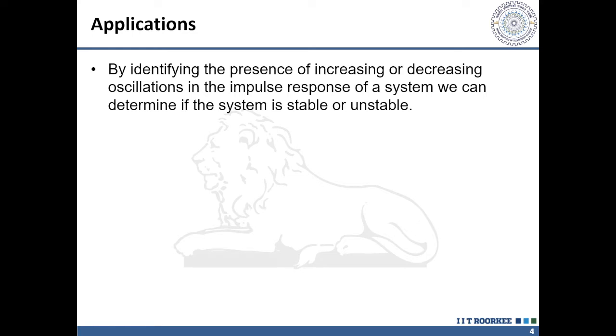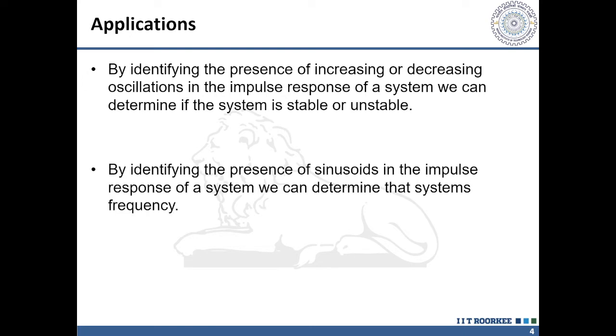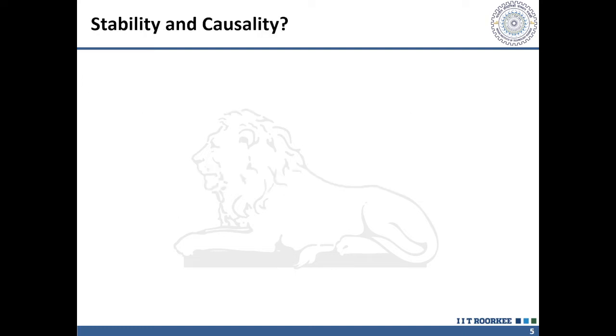Now, summing up the points which we have discussed in the previous slides, the application of Z transform is we can identify the presence of increasing or decreasing oscillations in an impulse response of a system, and by this we can comment about the stability or instability of the system. By identifying presence of sinusoids in the impulse response of a system, we can determine that system's frequency.